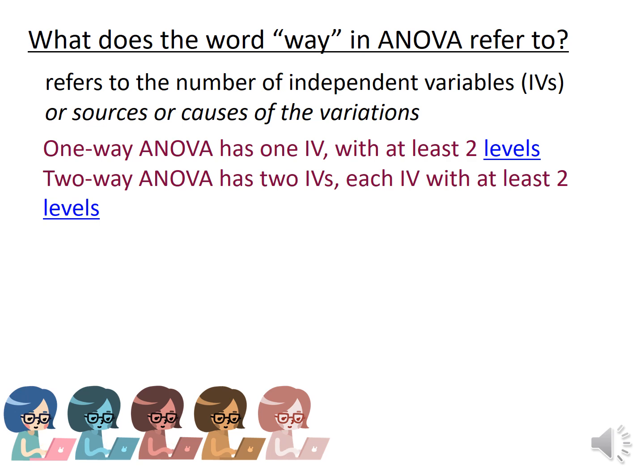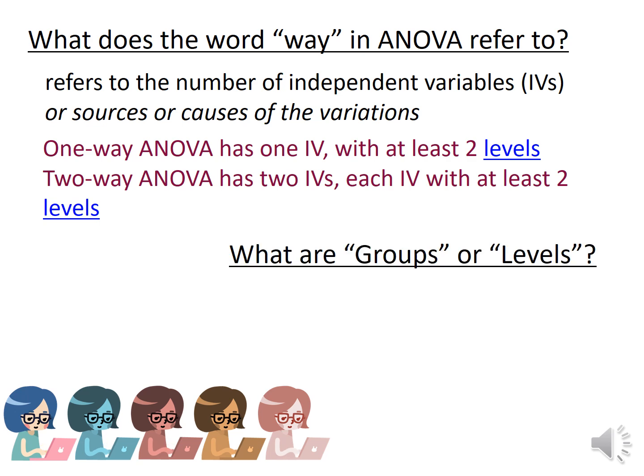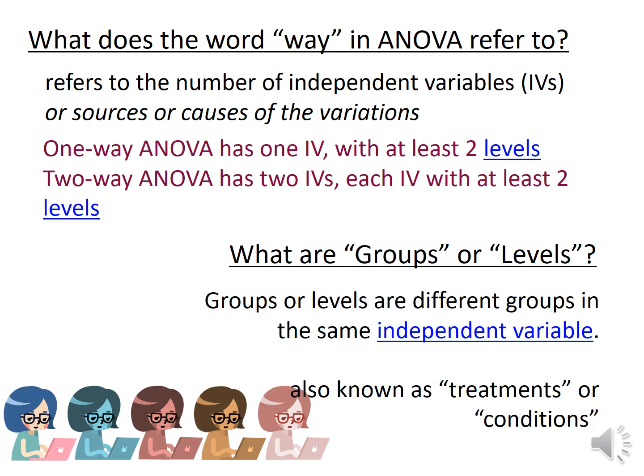Two-way ANOVA, on the other hand, has two independent variables. So there are two sources of variation, and each of these independent variables will have at least two levels. So what then do these groups or levels mean? Groups or levels are different groups in the same independent variable. Other terms for groups or levels would be treatments or conditions, or even treatment conditions.